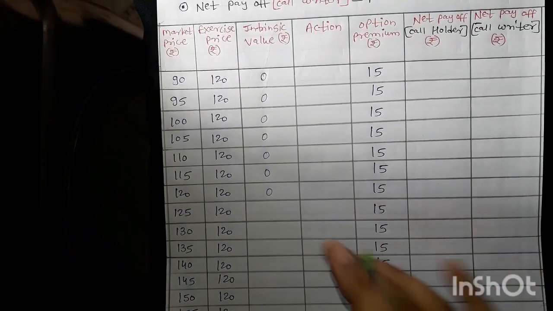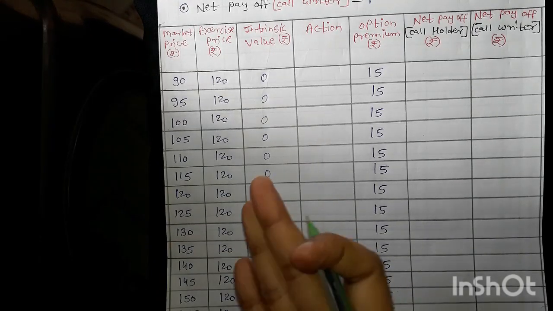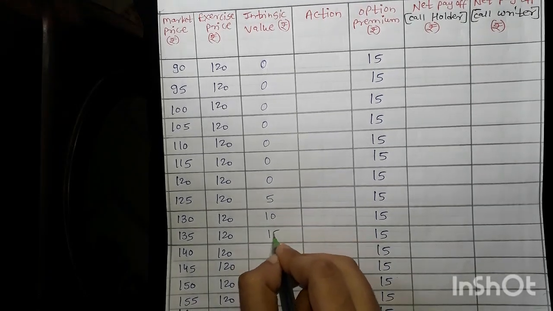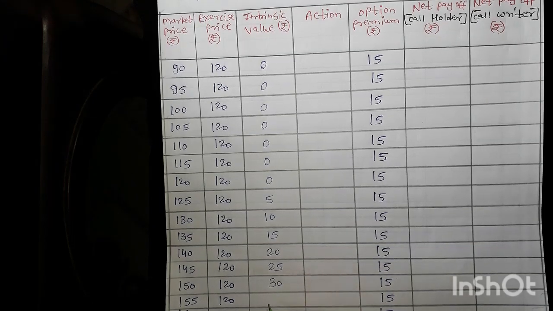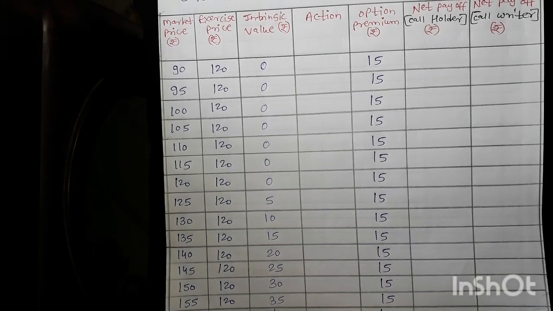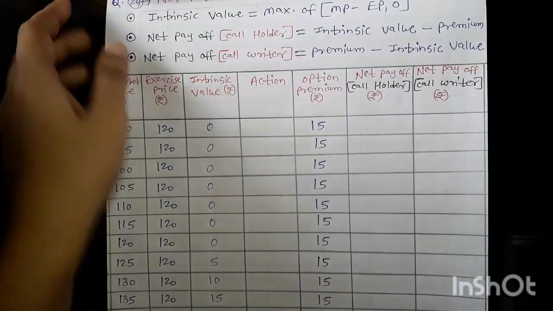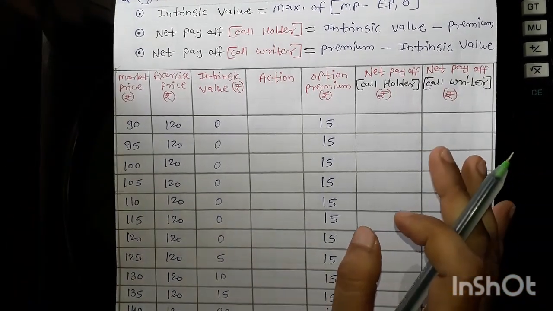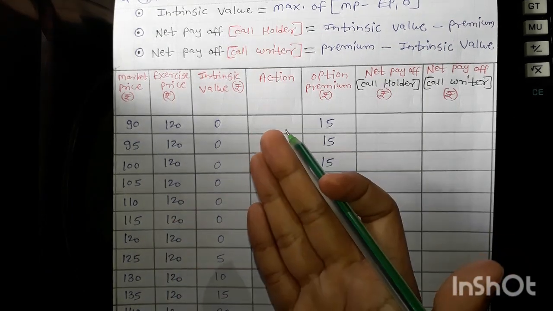After that, here 125 minus 120, a positive answer. If we are getting positive, then we have to write it. After that here we are getting 5, 10, 15, 20, 25, 30, 35 and 40. So these are my intrinsic values. Now we are going to write the action. Normally here market price is lower, then we are talking about the call option.